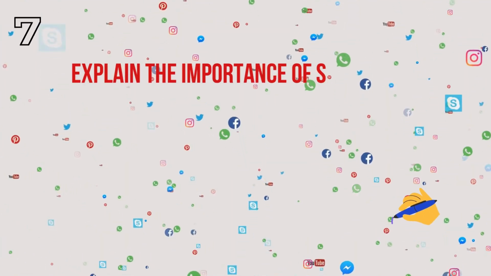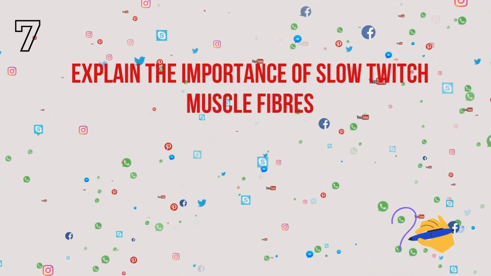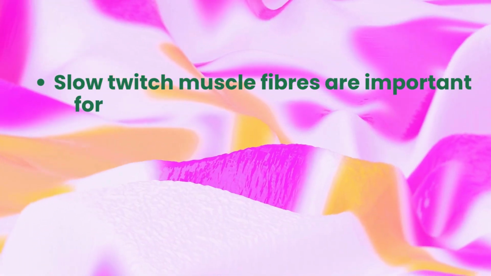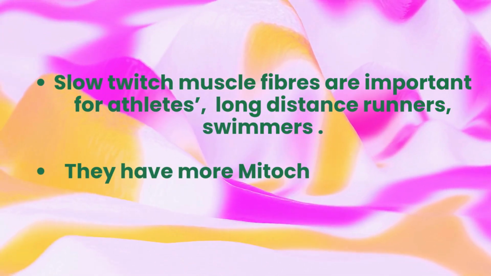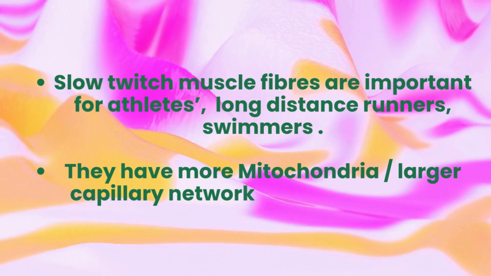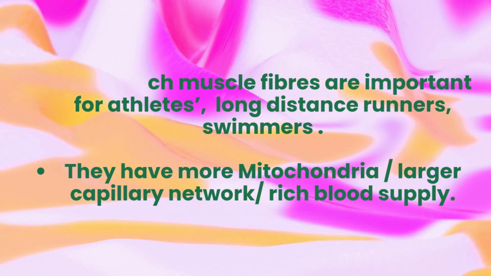Question 7. Explain the importance of slow-twitch muscle fibers. Slow-twitch muscle fibers are important for athletes, long-distance runners, swimmers. They have more mitochondria, larger capillary network, rich blood supply.